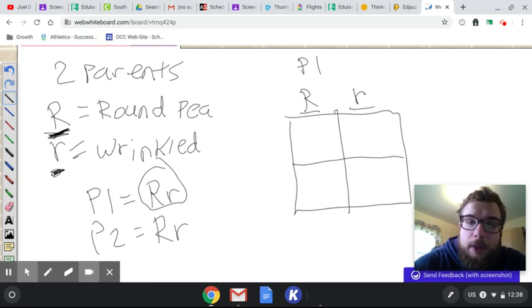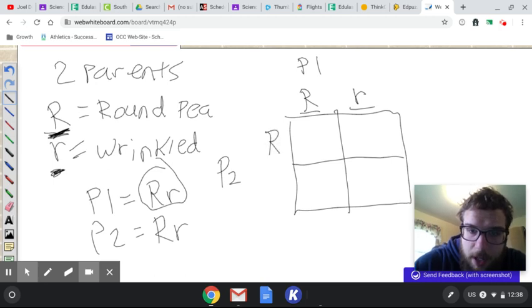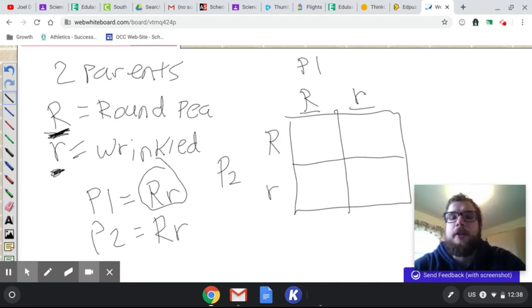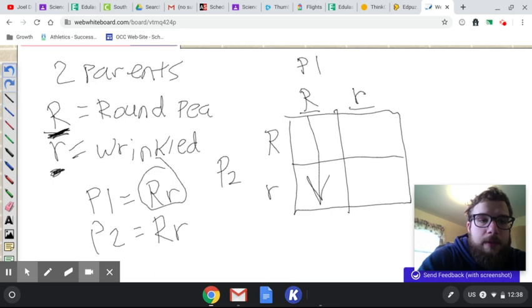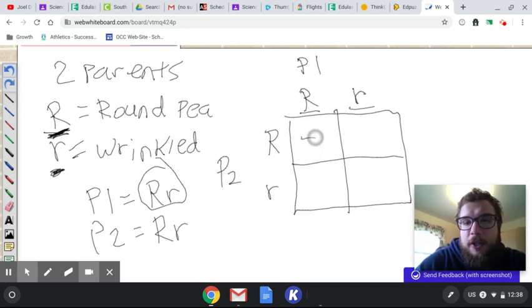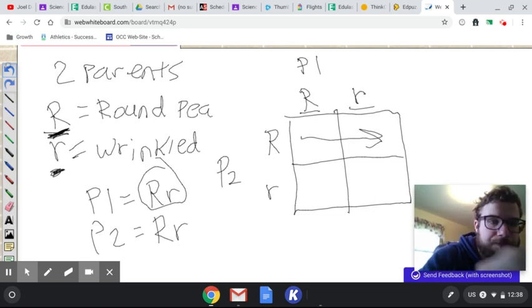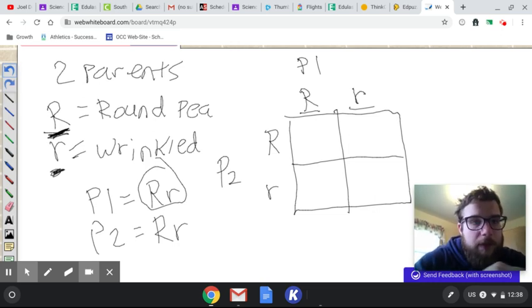Okay. Parent two then is always going to go on the side, and we're going to take the big R and the little r. Okay. So you see, now we've got it set up. So parent one is always going to be working like that and like that. And then parent two is going to be working in this direction.